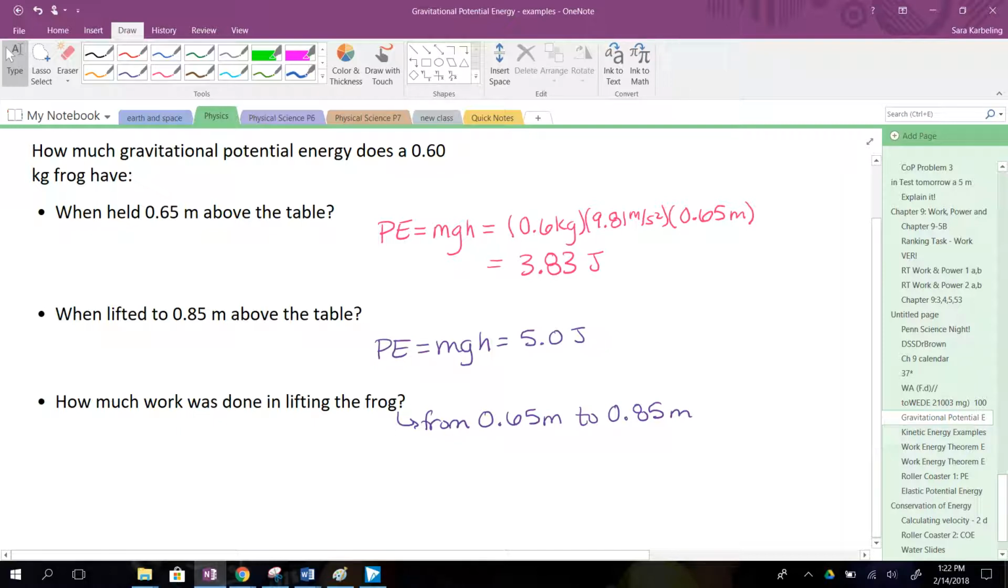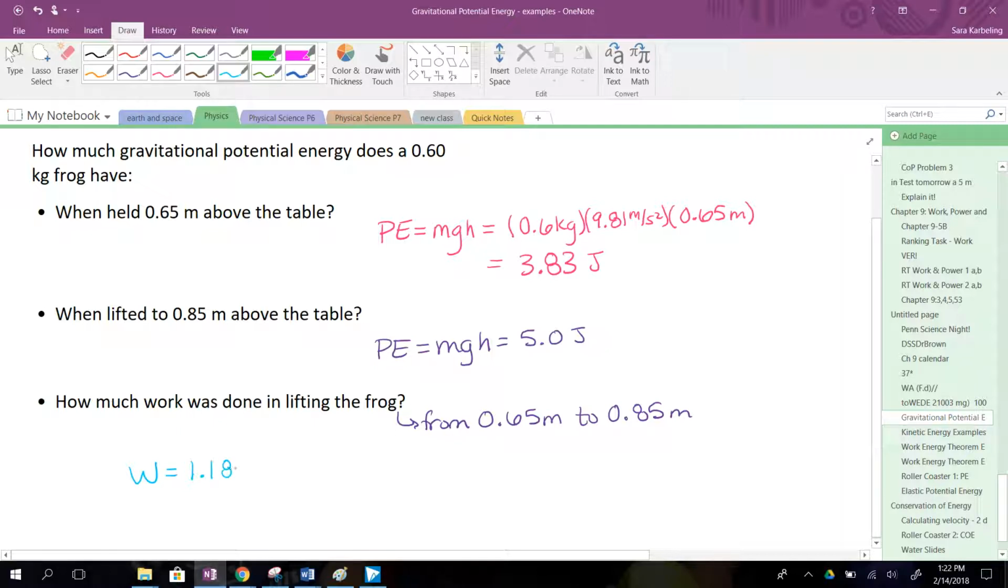Yes. We figured out the answer. You got that answer too? All right. How much work was done, Dylan? 1.18? Wait a second. You're wrong.